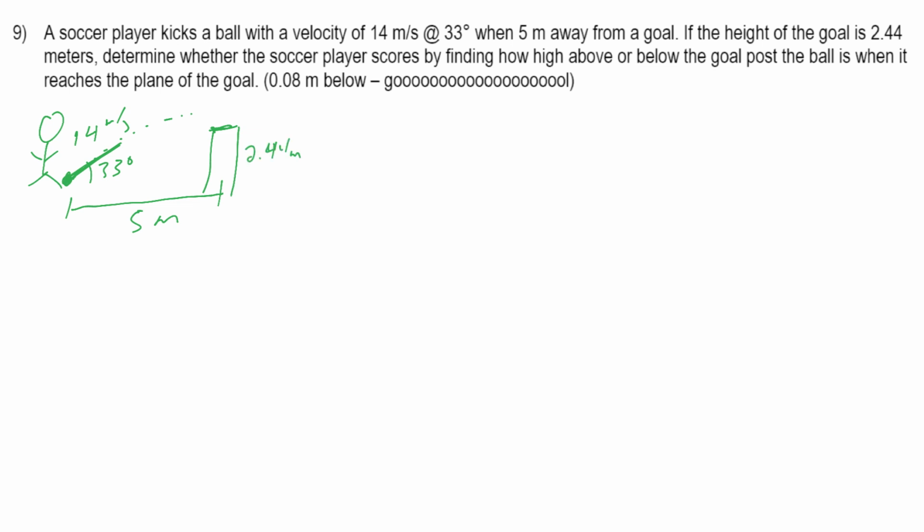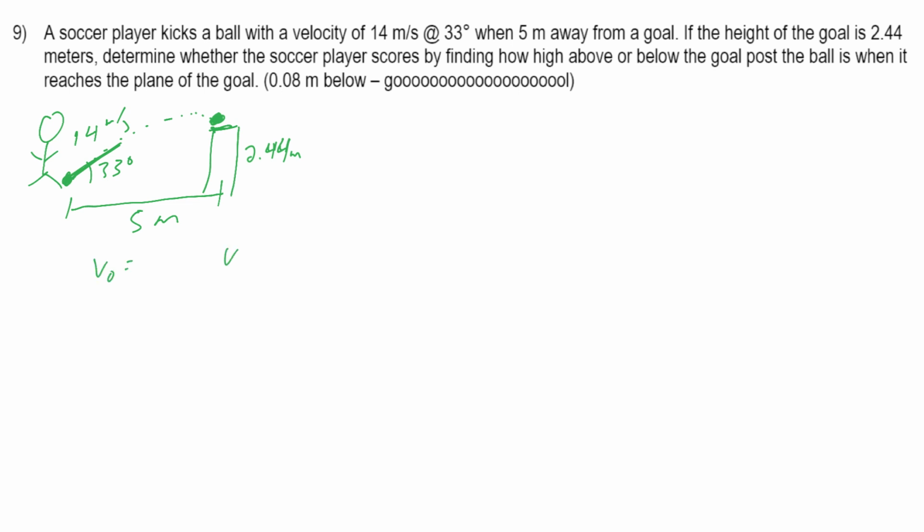So what we're looking for is the displacement of the ball when it reaches the goal. And if it's greater than 2.44, we know that we missed. And if it's less than 2.44, then we scored. So that's what we're looking for. So let's go ahead and set up our known values.